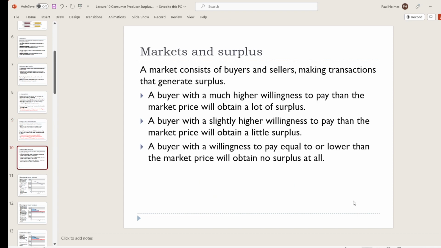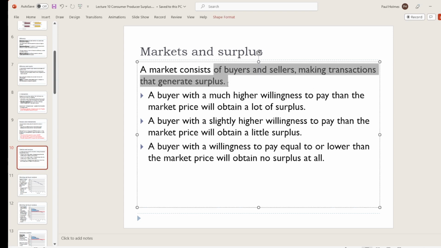Now, naturally, depending on what sort of willingness to pay and willingness to sell different people have, they're going to obtain more or less surplus. We generally think of a market as a bunch of buyers and sellers coming together to make trades. That's sort of the definition we've had all along in economics here. But now we could add in a different way of phrasing that. It's a collection of buyers and sellers who are coming together making trades in order to generate surplus.